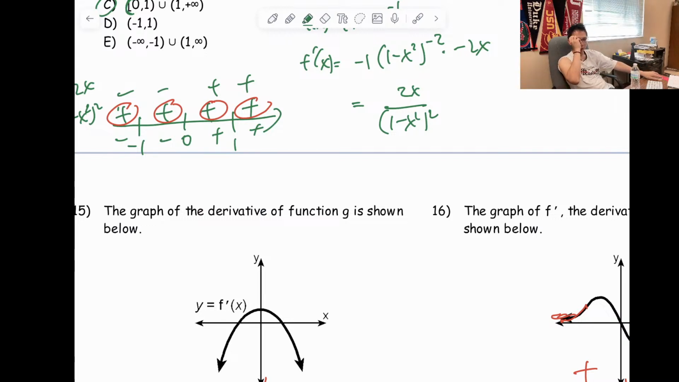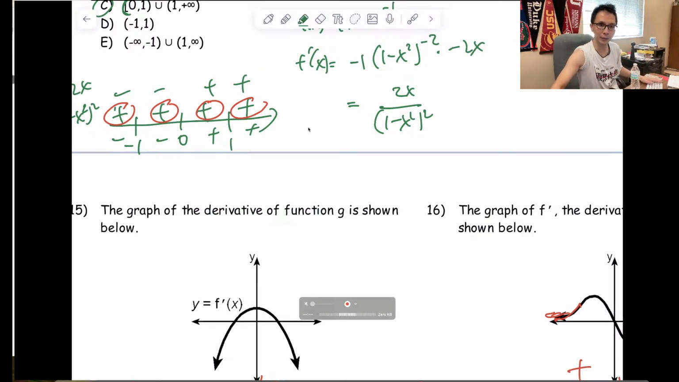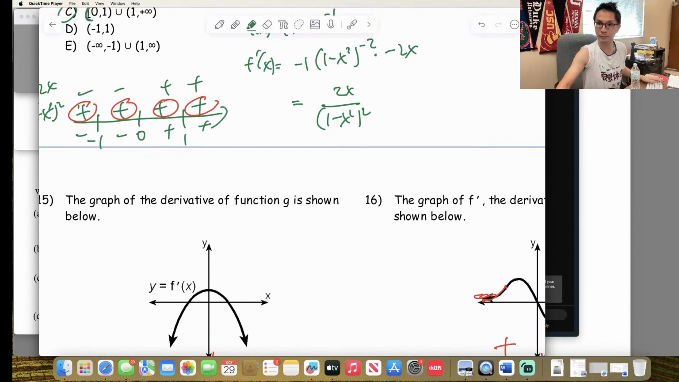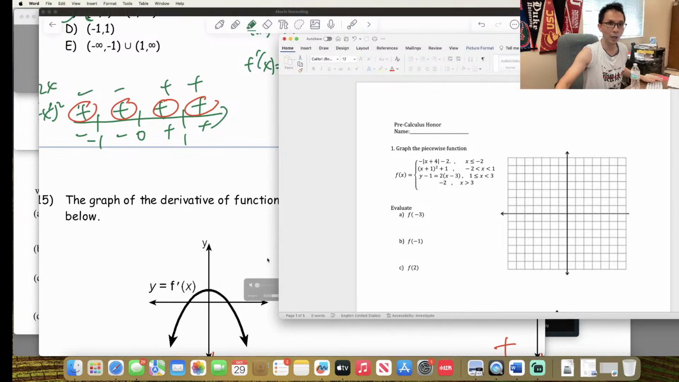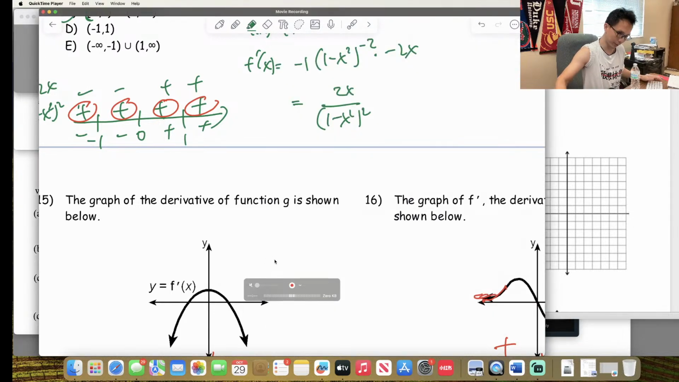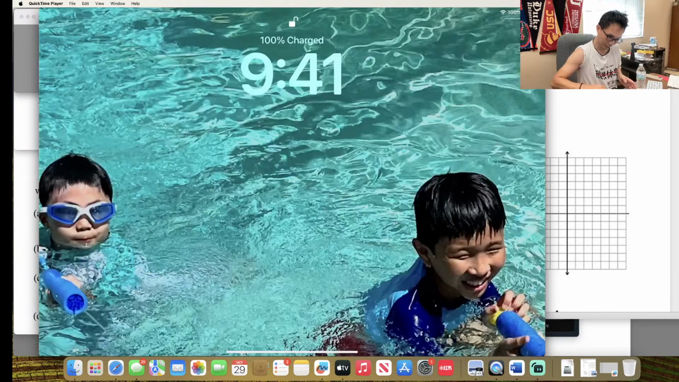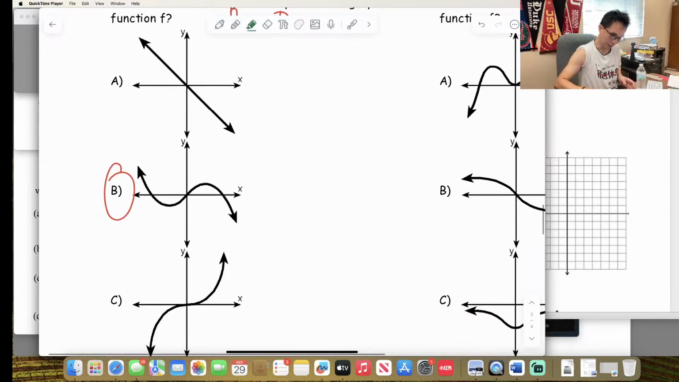All right, do you guys understand everything? All right, I'm going to give you today's homework. 15. The answer, I think, is B. I'm not sure. The answer is B and E.